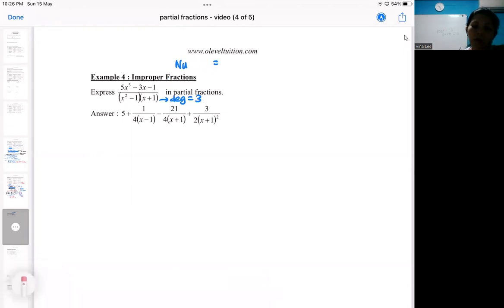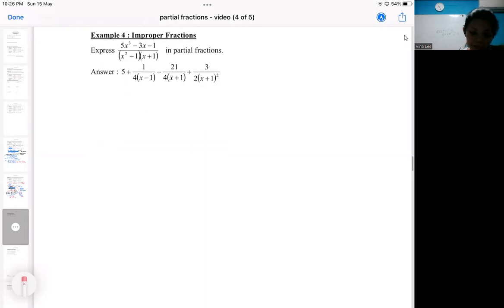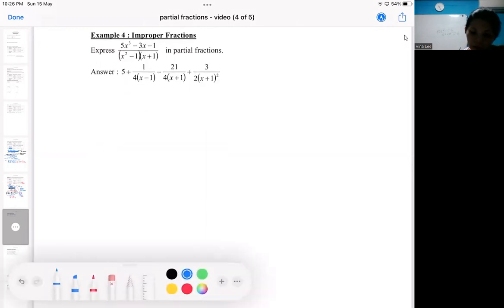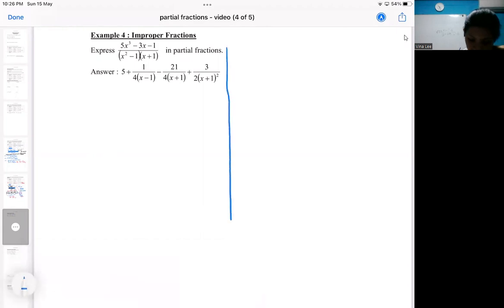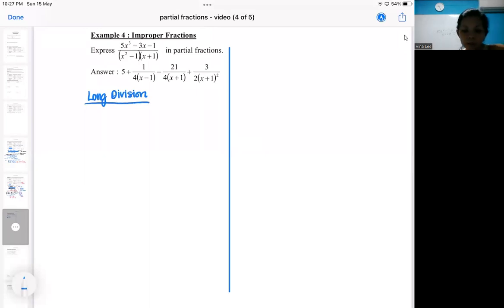Okay, so before I can even classify them, I got to have 2 columns. First column, we will focus on the long division. If your long division doesn't work, or there is careless mistake, eventually your partial fraction will still be wrong.